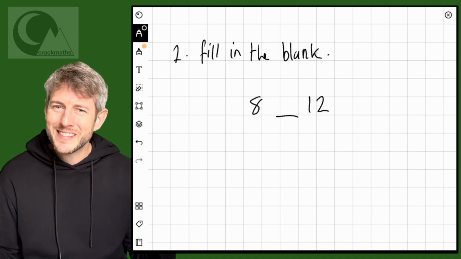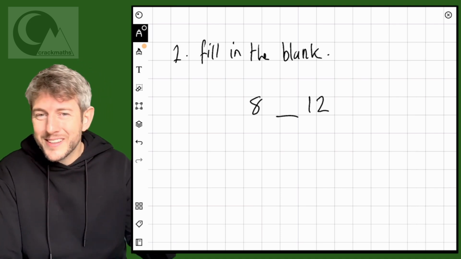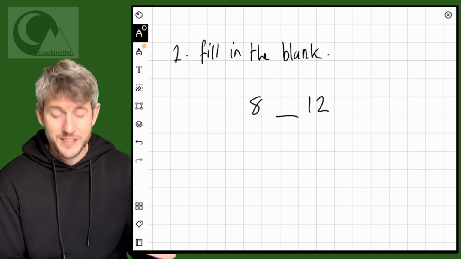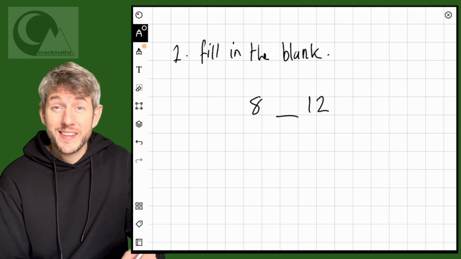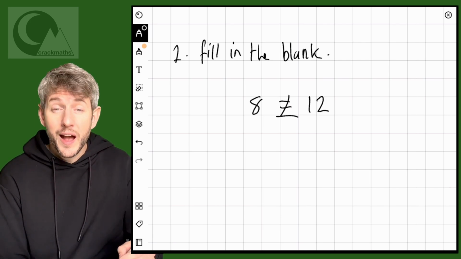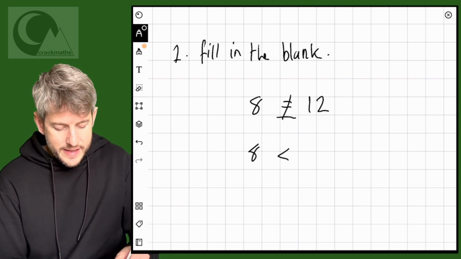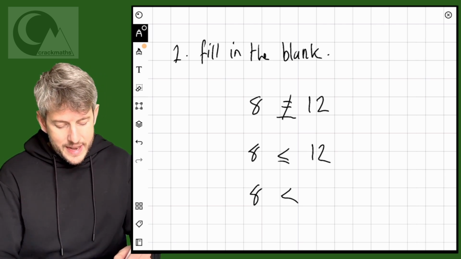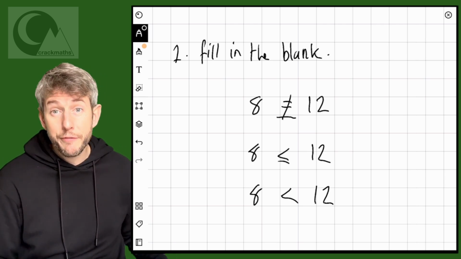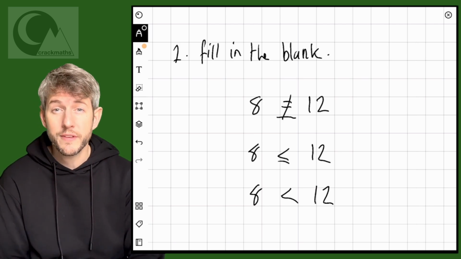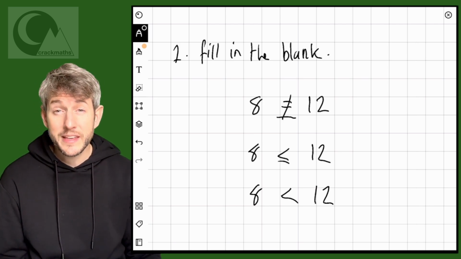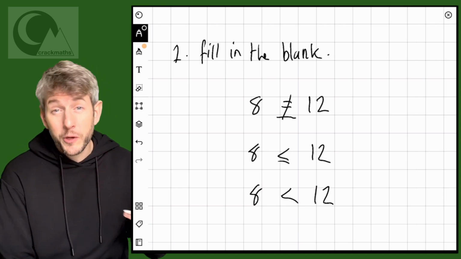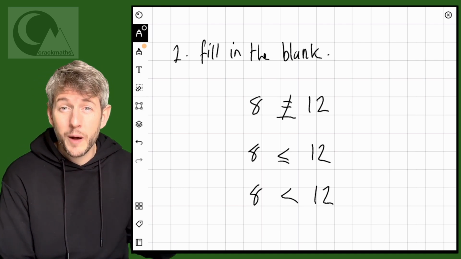This is a misleading question actually, but it doesn't really matter, because as long as we use a correct symbol for a question like this, it's going to be fine. First of all, we could say 8 is not equal to 12. We could also say that 8 is less than or equal to 12. Or we could also say 8 is less than 12. So we have 3 options there, and all of these things would be correct. Usually in these types of questions, they give you a collection of things to use. So depending on what you've been given to use, that will be helpful for you.